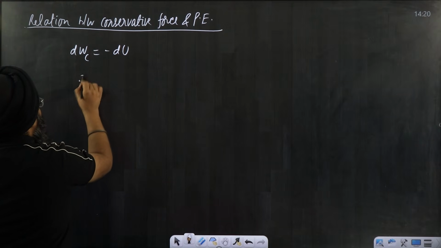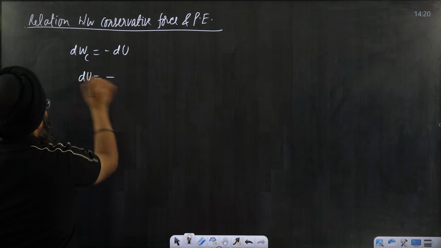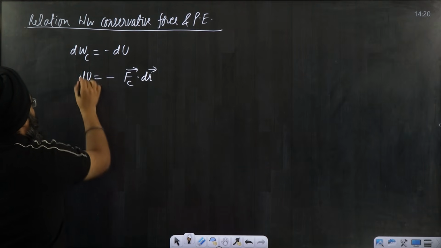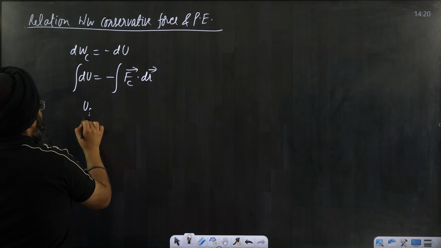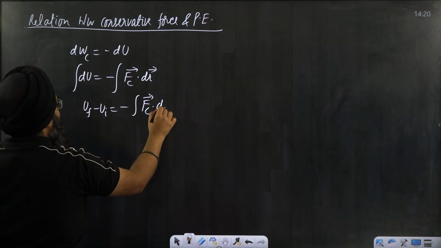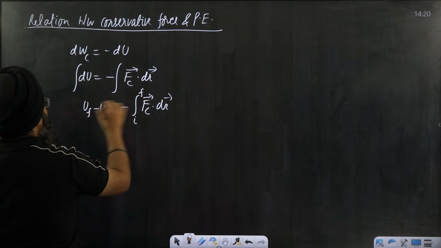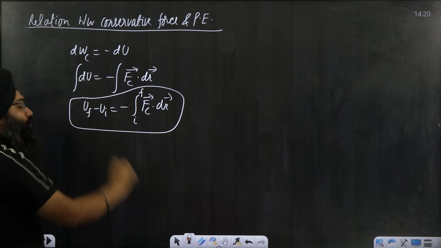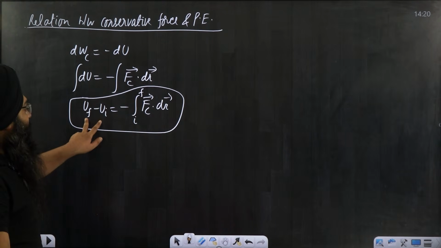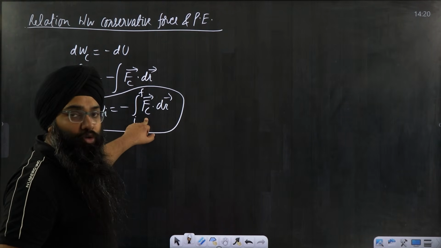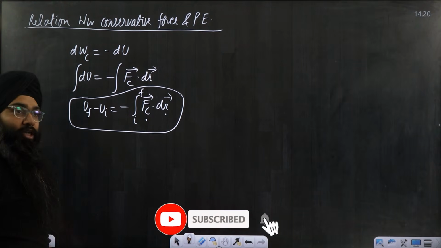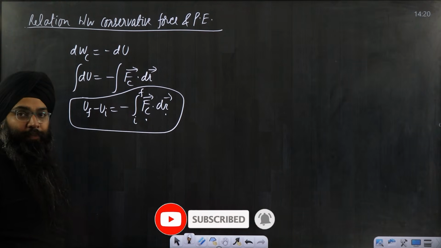Now, we also know that dU can be written as minus of small work done by conservative force, which can be written as Fc vector dot dr vector. So if you integrate it, you will get U final minus U initial is equal to minus of the integration of F vector dot dr vector from initial position to final position. That means whenever you want to find the change in potential energy and the conservative force is given to you, you have to integrate the conservative force from initial to final. You will get the change in potential energy, but don't forget to put the minus sign.